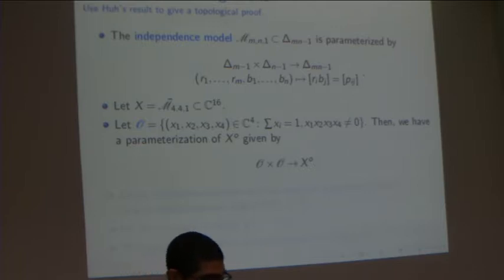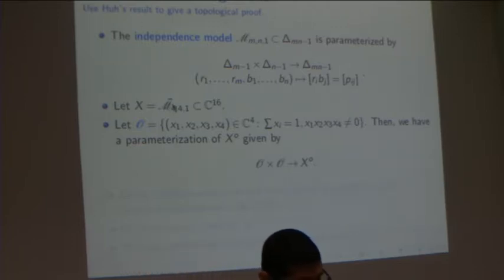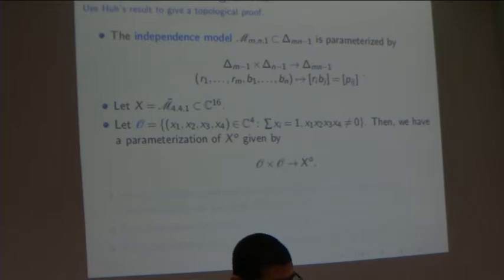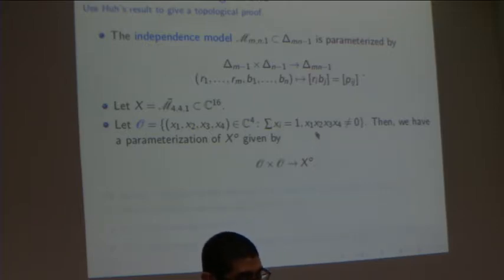So if X is the closure of the model, then you can get a parameterization of X°, which comes from considering this open set here, where the sum of the coordinates equals 1 with the hyperplanes removed.